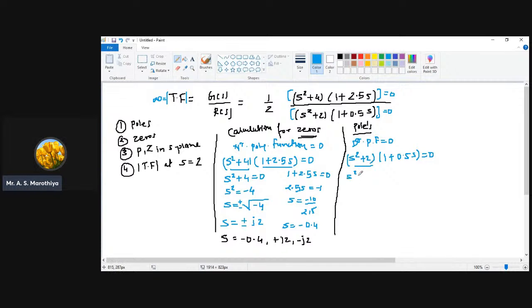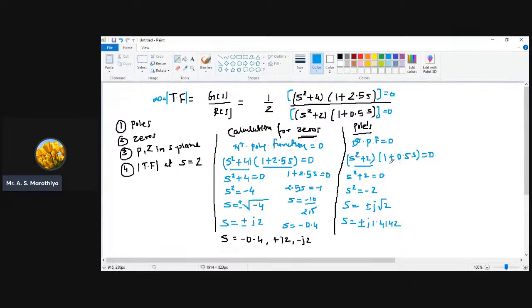So I can write s square plus 2 is equal to 0, or s square is minus 2, or s is plus minus j root 2. What is the value of root 2? It is 1.4142. That is very important. So two poles are available at this location, one at plus j1.4142 and another at minus j1.4142.